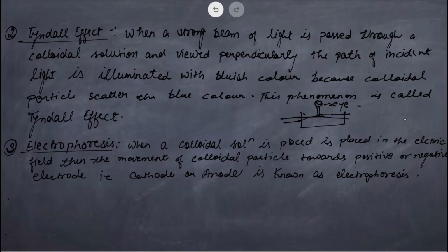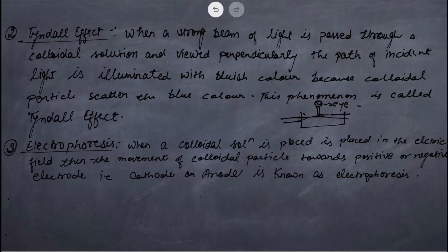Okay, then the third is electrophoresis. When a colloidal solution is placed in an electric field, the movement of colloidal particles towards the positive and negative electrodes, that is the anode and cathode, is known as electrophoresis.